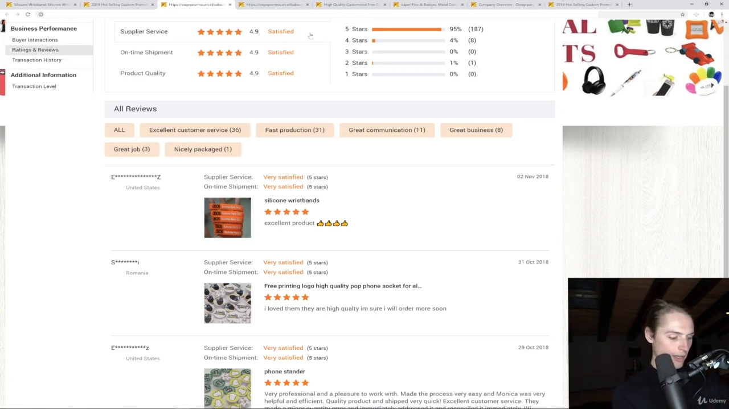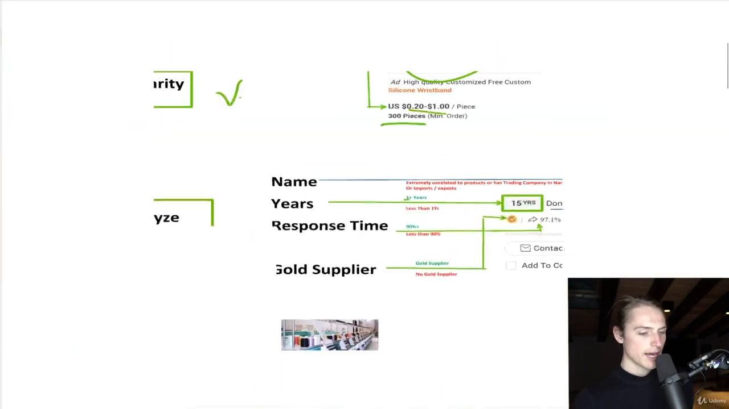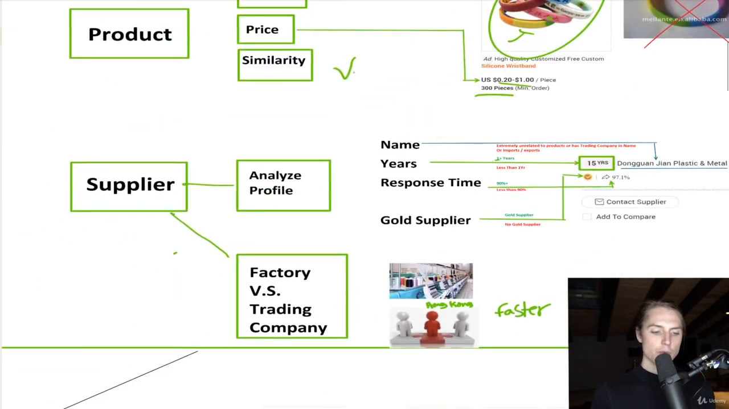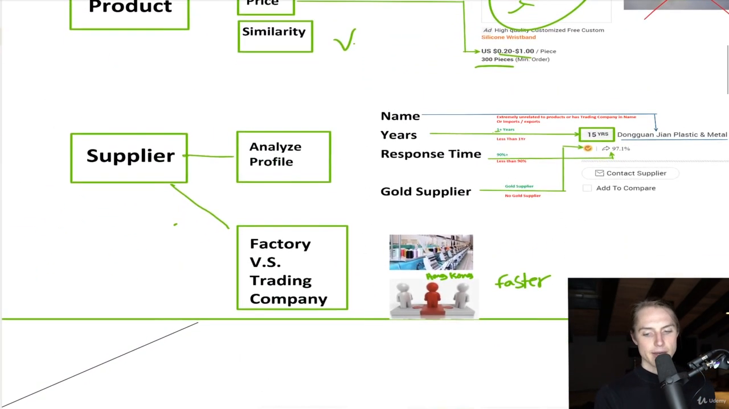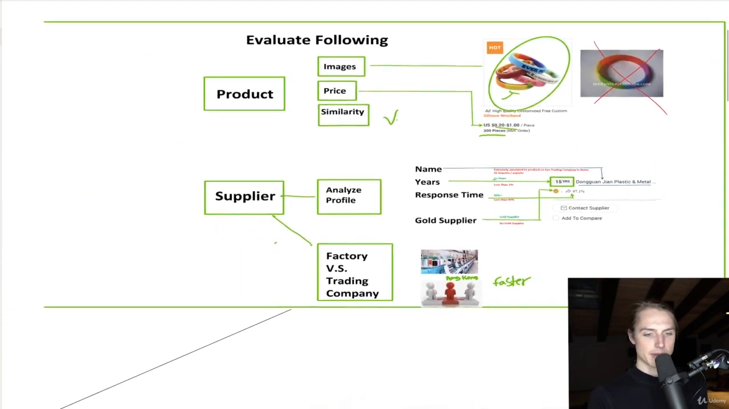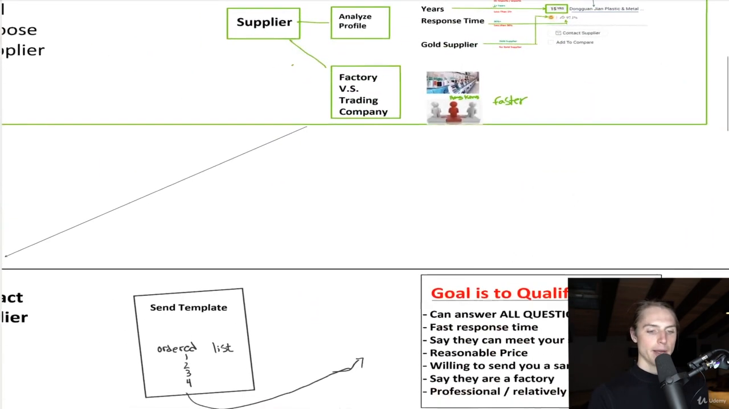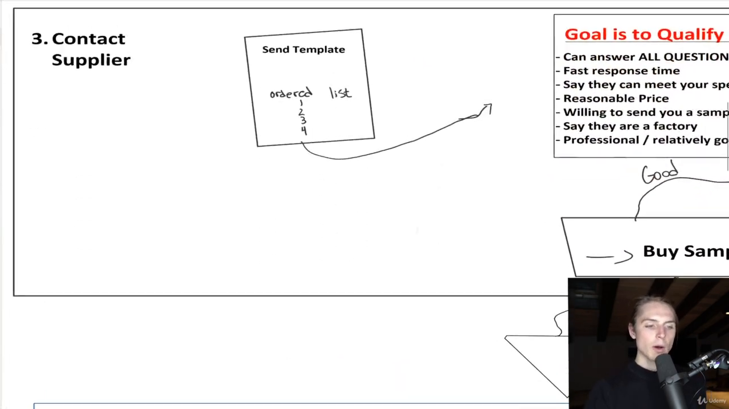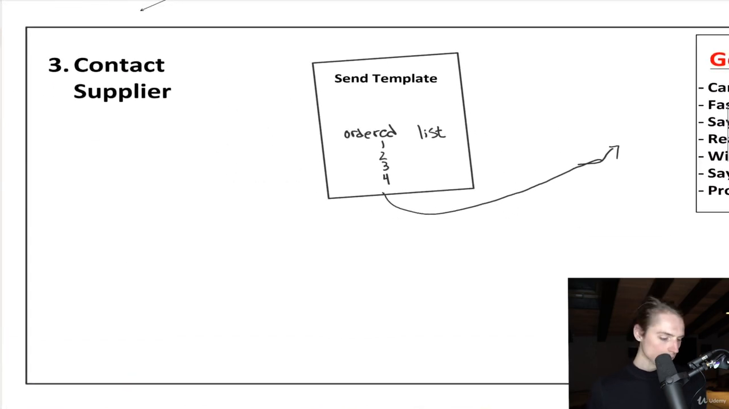So now we'll go back to the diagram. Going back to the diagram here, essentially we just had these things to vet that they were a real factory and not a middleman. So now what we would do is contact them. If they have similar products, they look like a good person to do business with. Now we want to see, are they really a good person to do business with, or did they just put up a really good listing?